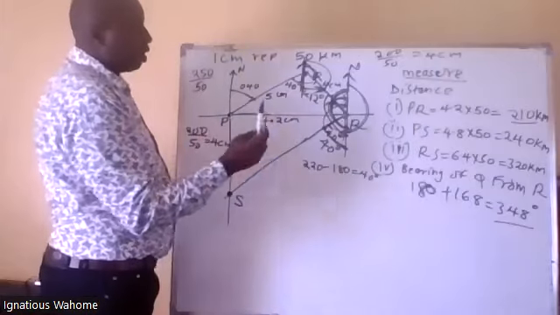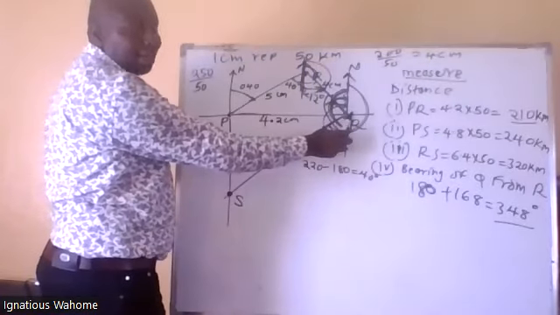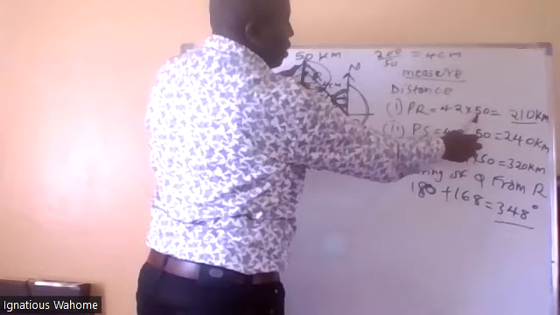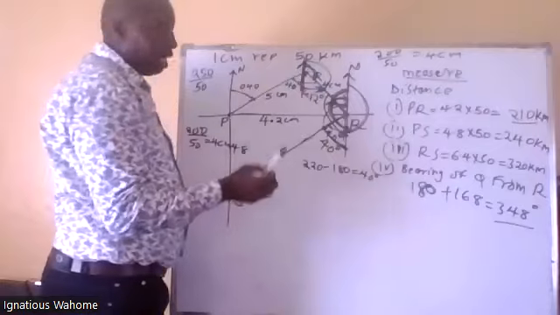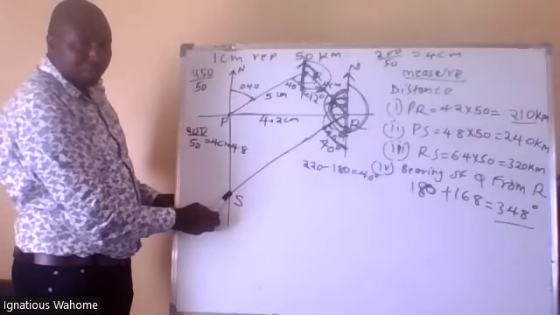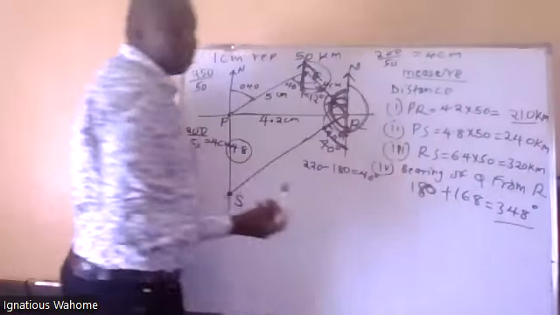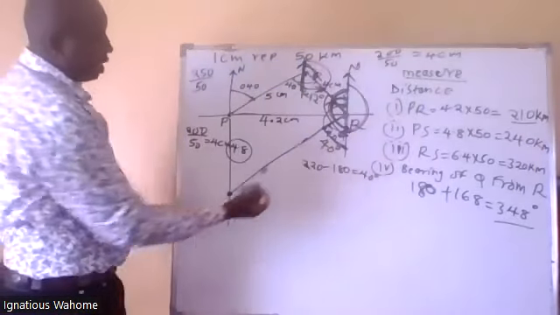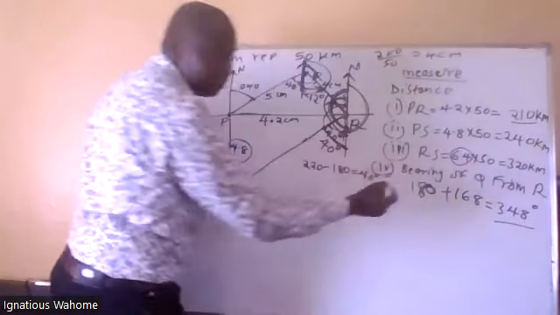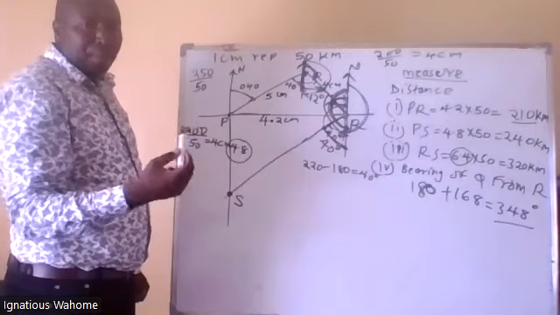Now, in our question here, we are told using the scale drawing, measure the distance PR. The distance PR in our case is 4.2. You multiply by the scale of 50. You get 4.2 times 50 is 210 kilometers. That's the distance PR. Distance PS: once you measure PS, you get that your PS is 4.8. You take 4.8 times 50 equals 240 kilometers. Then distance RS is 6.4. 6.4 times 50, you get the distance is 320 kilometers in this case. And the answer can be plus or minus these distances.